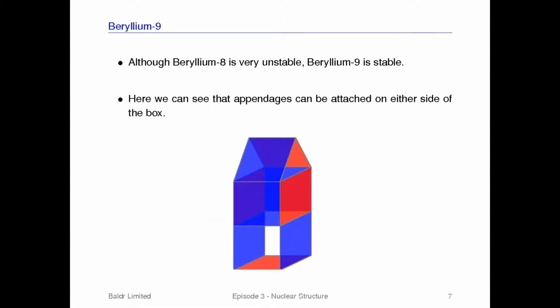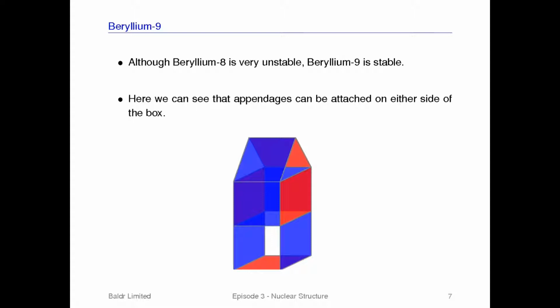As I've just mentioned, beryllium-8 is unstable. It's actually beryllium-9, which is the stable isotope, as shown in the diagram. Now this is the first structure we've shown you that actually has an appendage, i.e. hat or roof, attached to both ends of the box or column, which is perfectly fine. So we can see that this contains a standard helium-4 box in the middle, and a PM roof on the top, and an NPN hat on the bottom.